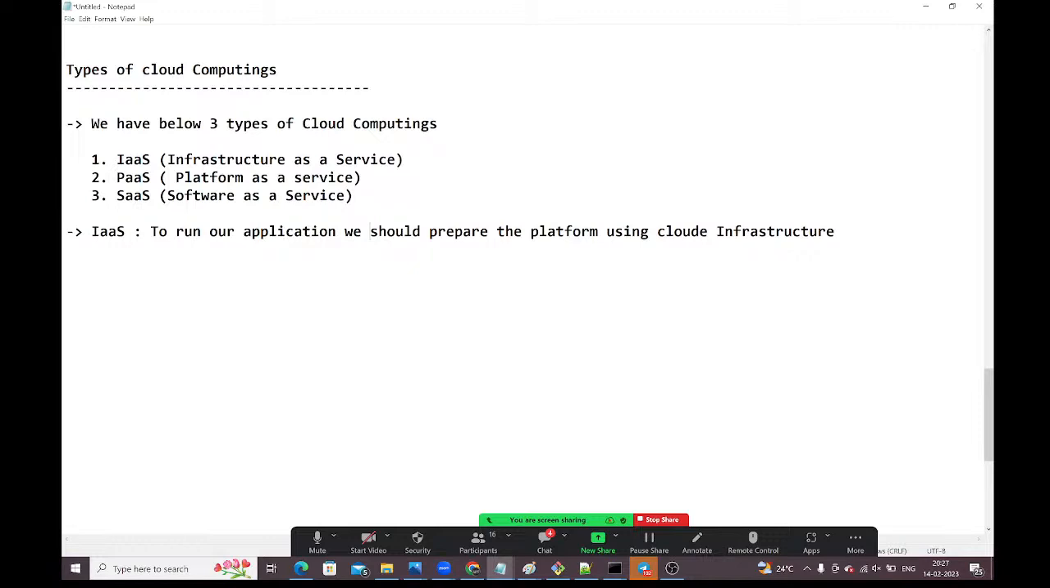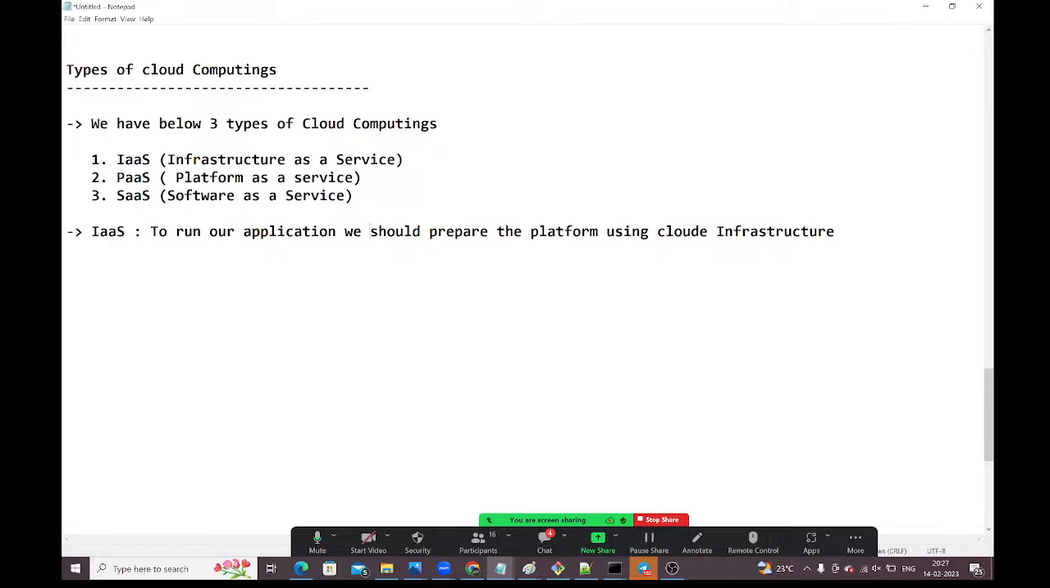See, guys, if you want to run your application, we should have the platform. And here in the IaaS case, you won't get the platform. Cloud providers are not providing the platform, they are just providing the infrastructure. They are providing the resources. By using those resources, we need to set up the platform ourselves. We need to create the platform to run our application.